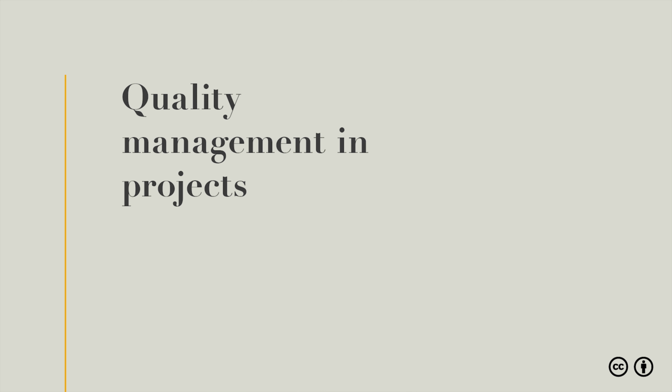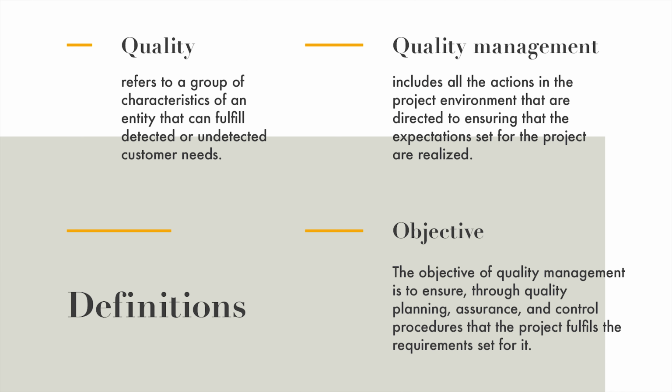Hello. When talking about quality management, we need to start by defining what quality and what quality management is. Quality refers to a group of characteristics of an entity, such as a product, a service, or a process, that can fulfill detected or undetected customer needs. From this perspective, quality management includes all the actions in the project environment that are directed to ensure that these expectations are met. Hence, the objective of quality management is to ensure, through quality planning, assurance, and control procedures, that the project fulfills the requirements set for it.